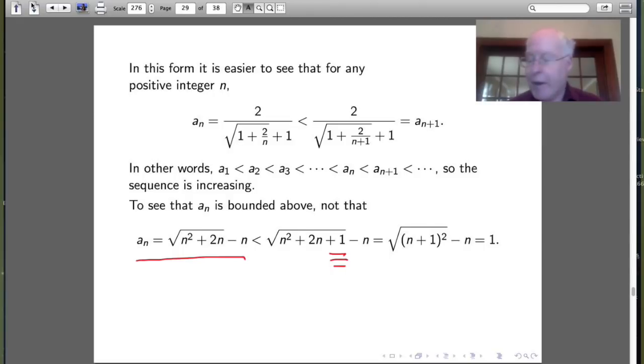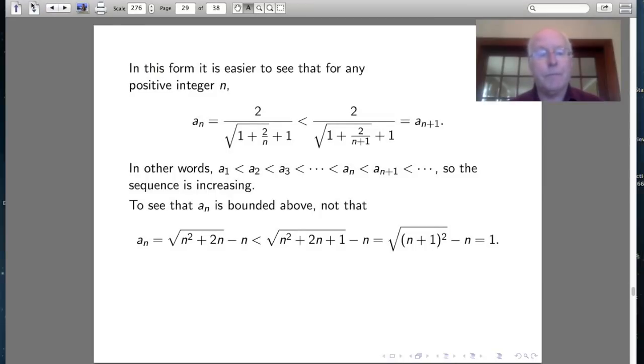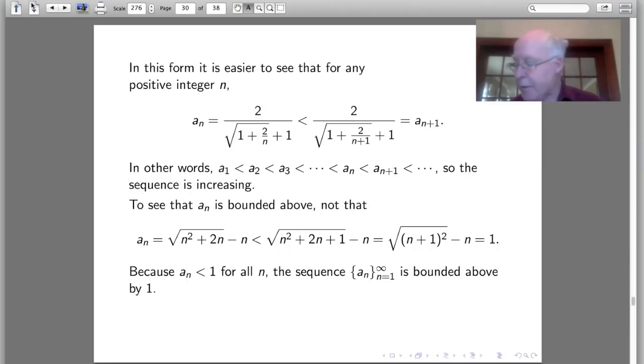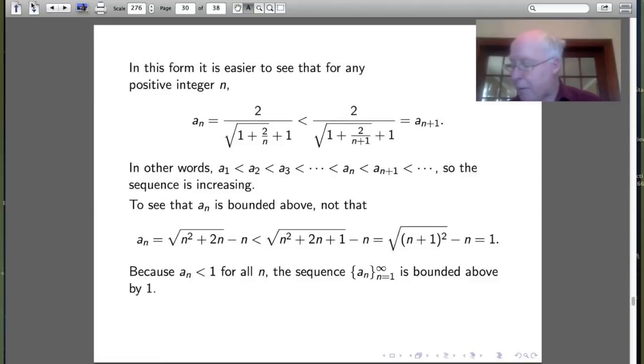The nice thing about that is that it makes the expression under the radical a perfect square, because the square root of n plus 1 squared is n plus 1. We get n plus 1 minus n, or 1. And so the upshot is that the a sub n's here are less than 1 for all n, and therefore the sequence a sub n, as we've seen, is bounded above. So it's bounded above by the number 1.